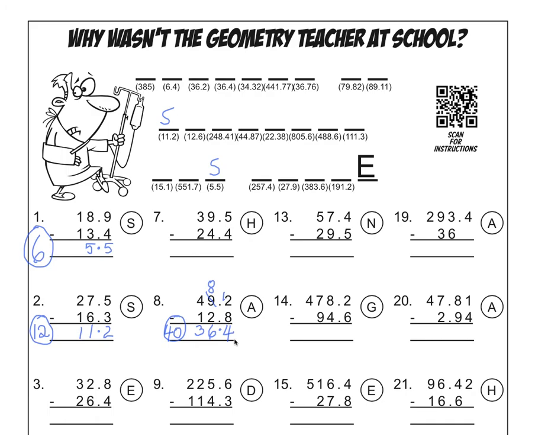36 and 4/10. This is a reasonable answer. 36 and 4/10 is here. So we will put in the letter A. Why wasn't the geometry teacher at school? Finish the problems and find the answer. Good luck!